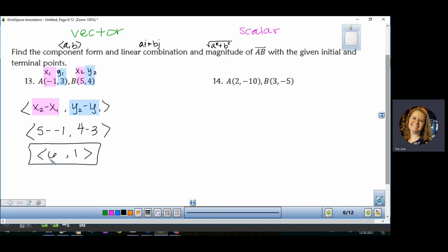So once we have a and b, what is the linear combination then? 6i plus, and then b is a 1. Do I have to write a 1? No, I can just put 6i plus j. That's the linear combination.